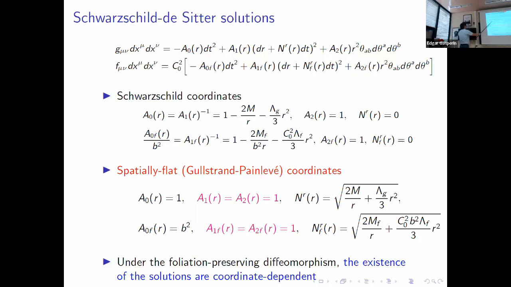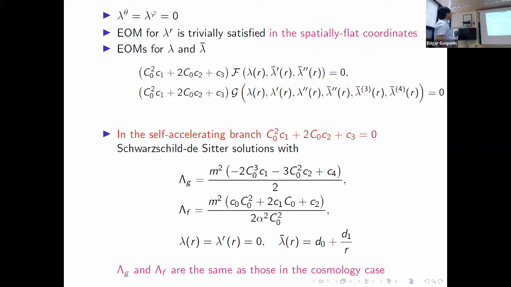Of course, in case of GR, we can move from the Schwarzschild coordinate to the spatially flat coordinate, or to any other coordinate by changing the time coordinate. But as I mentioned, in this theory, there's only foliation-preserving diffeomorphism invariance. Actually, the existing solution also depends on the choice of coordinate. So we're going to choose this spatially flat coordinate because this metric is regular on the horizon. So it can cover some portion of the interior of the horizon.